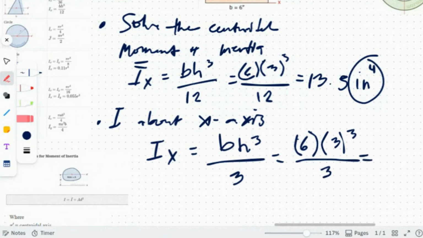Is equal to, this one's a bigger number because denominators change. 54 to the fourth power. All right, so that's it.